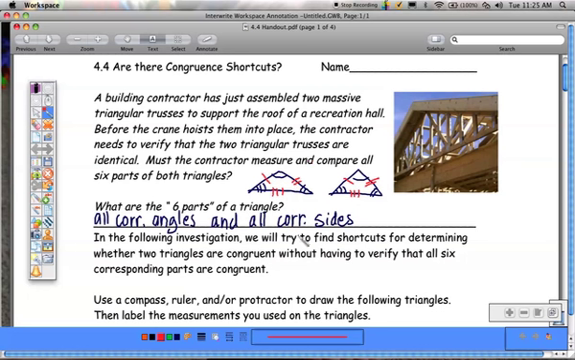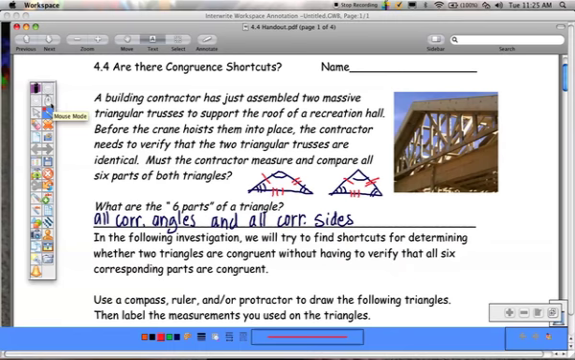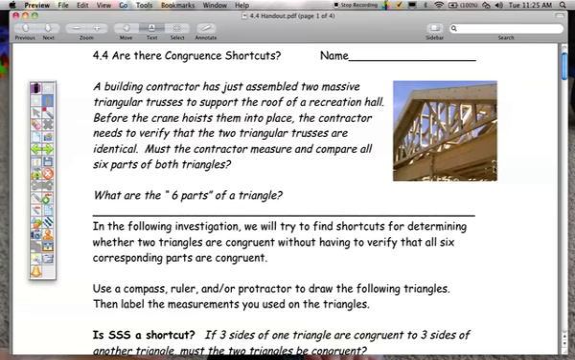So in this investigation, we're going to try to find shortcuts for determining whether 2 triangles are congruent without having to verify all 6 parts. All right, so we're going to need a compass, a ruler, and a protractor to draw the following triangles.